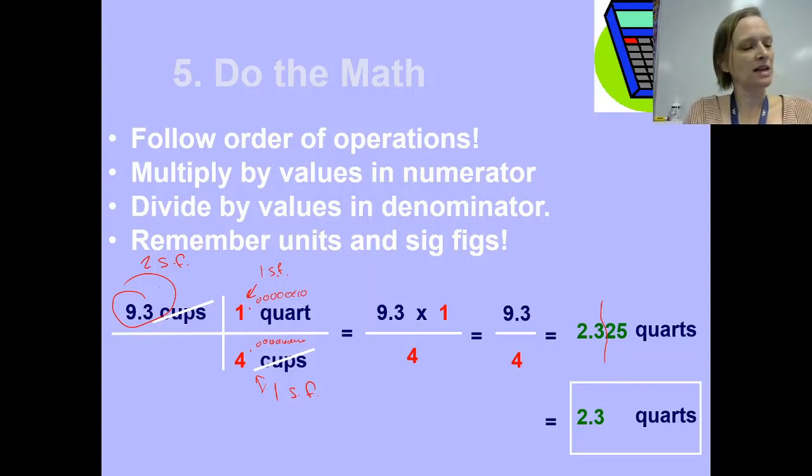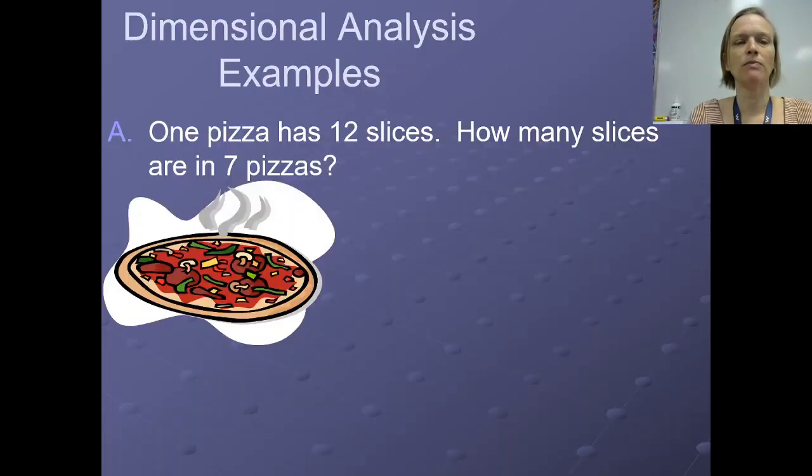So we did that problem very slowly, step by step. We saw how each step lined up with the 5 steps that I've given you. So let's look at another example. 1 pizza has 12 slices. How many slices are in 7 pizzas?